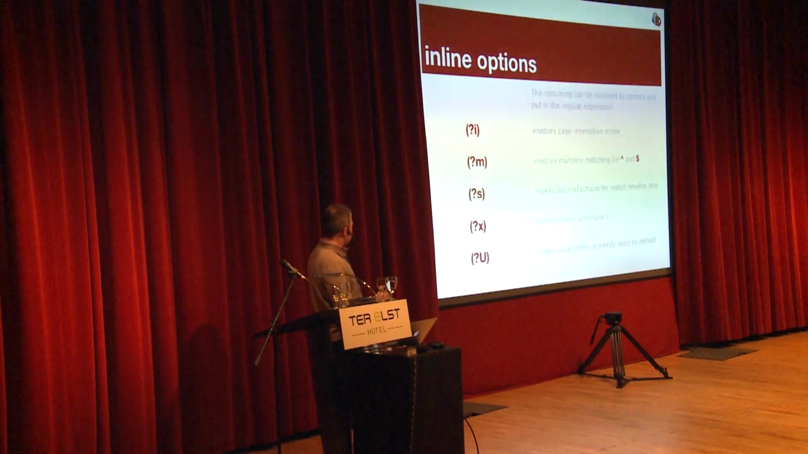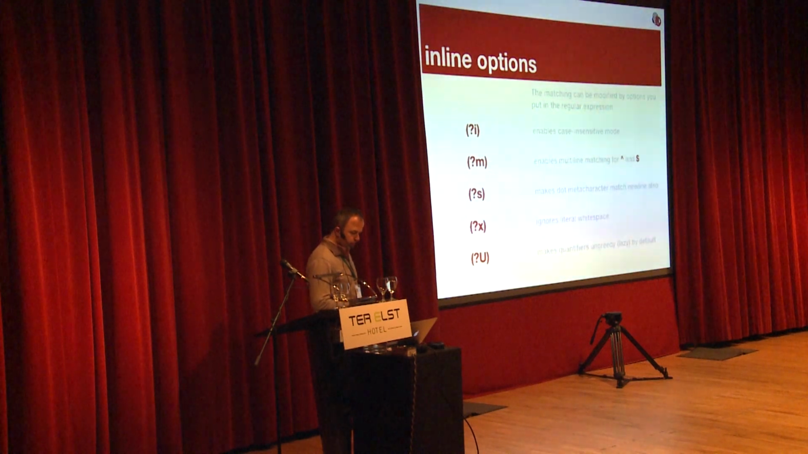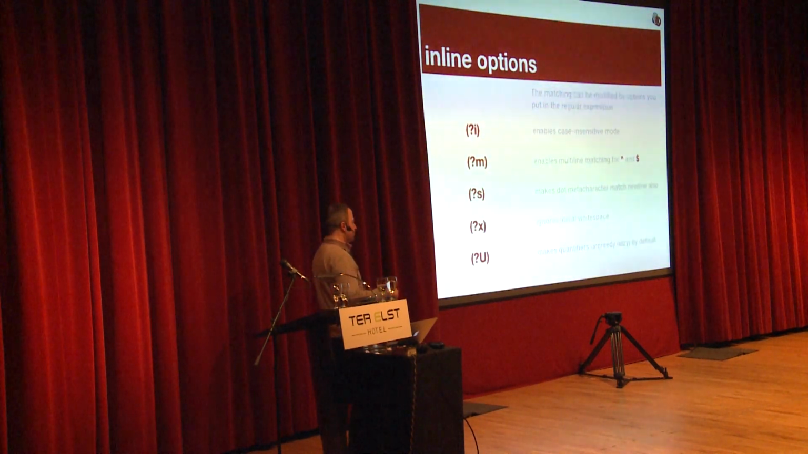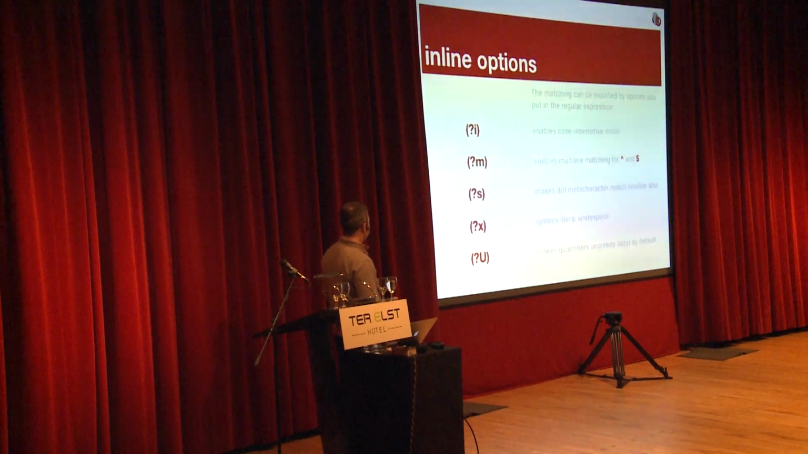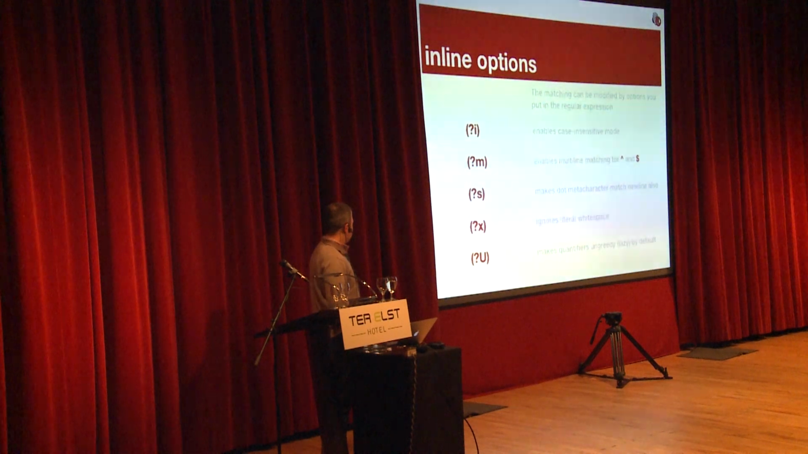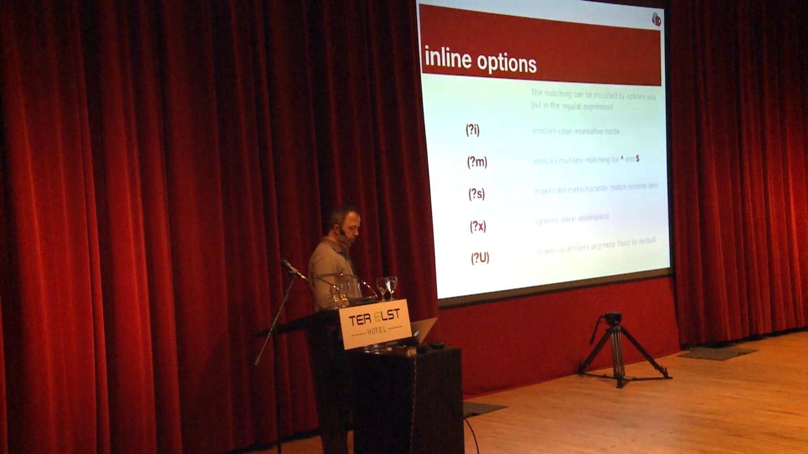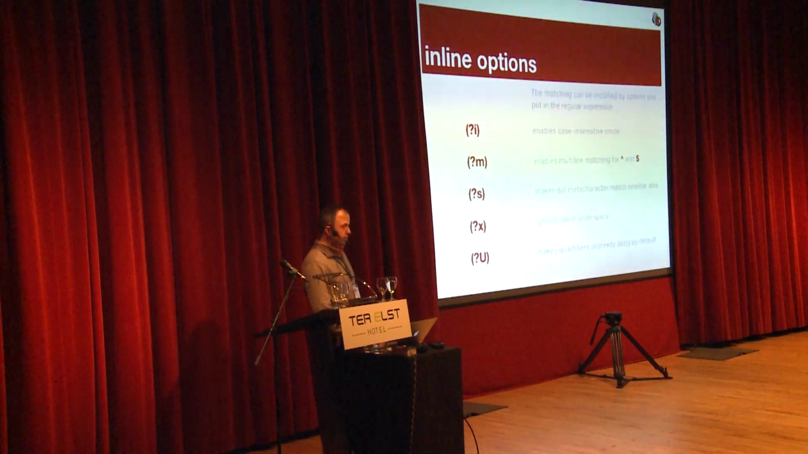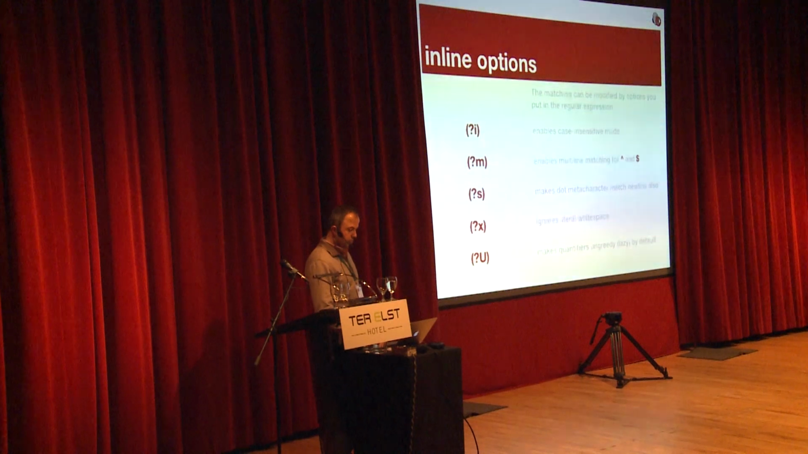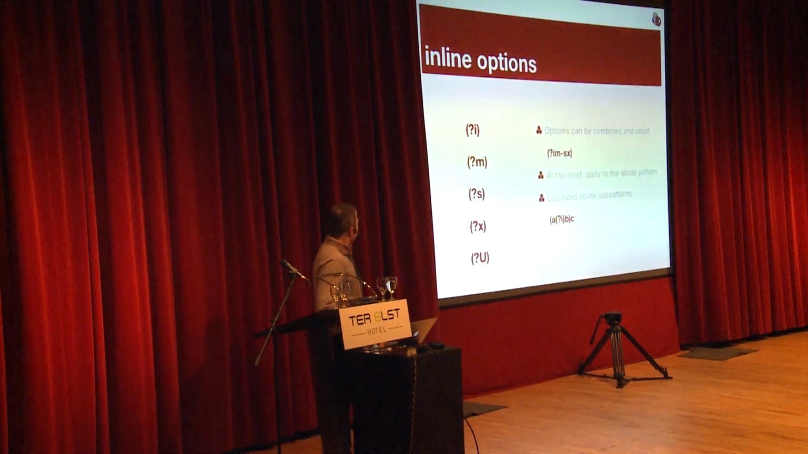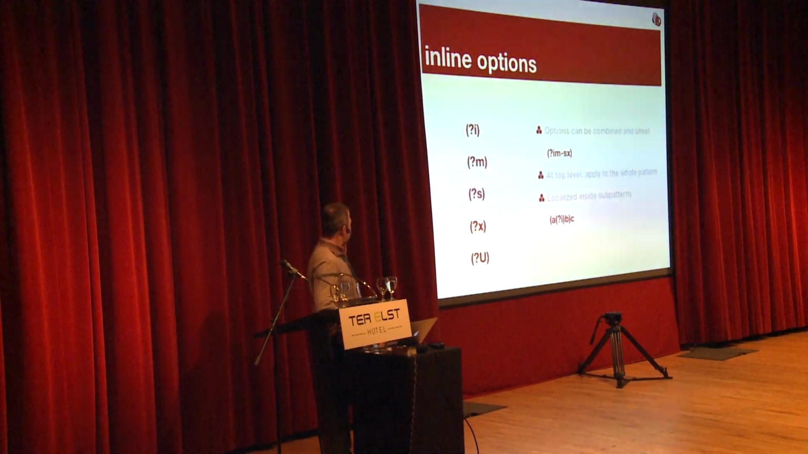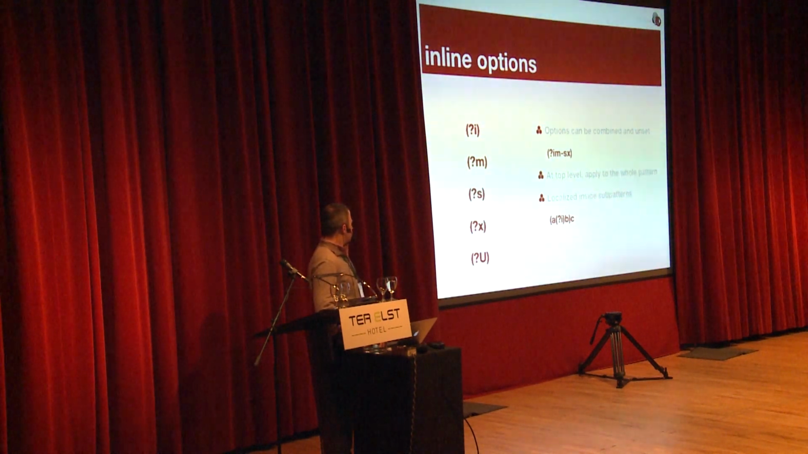The S one makes that dot meta character match new line also, because by default it doesn't, remember. And it's a useful one sometimes if you want to match new lines. X ignores literal white space. I'll show you what it's good for in a little bit. And capital U makes those quantifiers lazy by default, ungreedy. So you can make all of them lazy in a regular expression if you use capital U. You can combine them and unset them with a minus before them, so you can do things like turn on case-insensitive and multi-line, but turn off the dot matching new line and things like that.